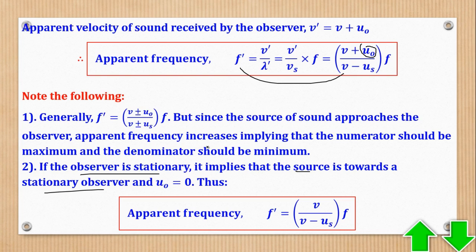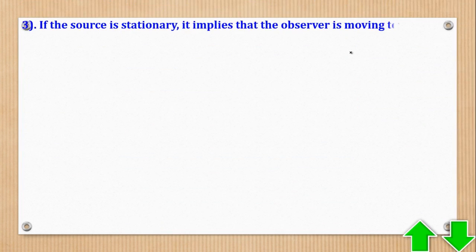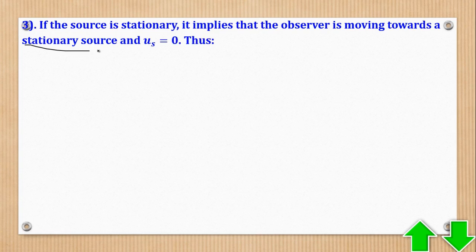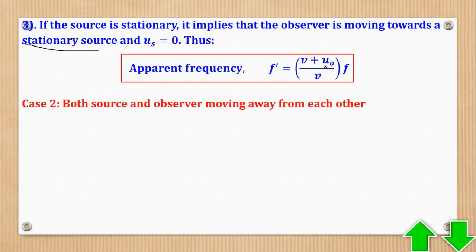But what if the source is stationary? It implies that us is 0, as we shall see in the next slide. So if the source is stationary, it implies the observer is moving towards a stationary source. Therefore, us will be 0, implying that the apparent frequency will be v plus u0 over v, everything multiplied by f. So that is the case when both are moving towards each other.